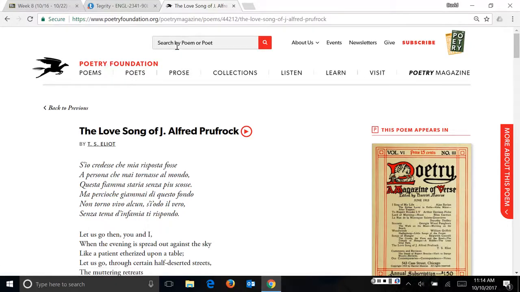For instance, it has not published Howl by Allen Ginsberg, which is arguably one of the best poems written of our generation or of the previous generation, and it hasn't published Amiri Baraka's Someone Blew Up America.